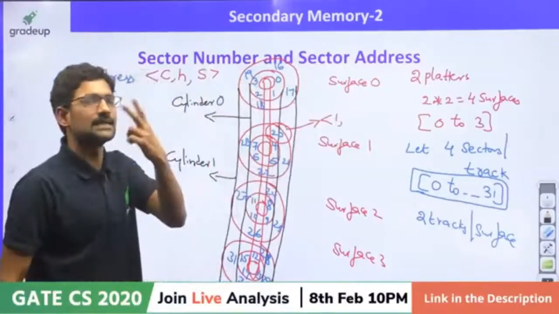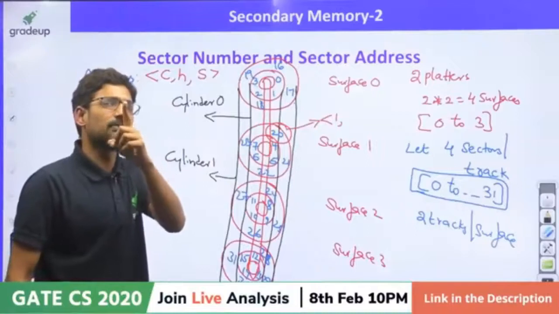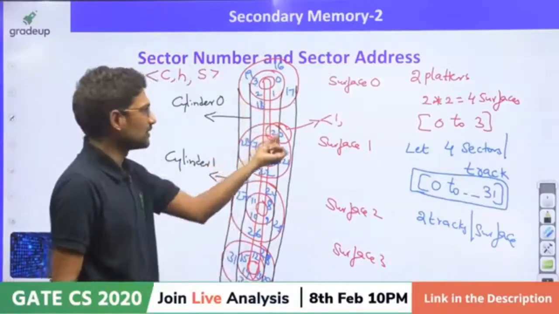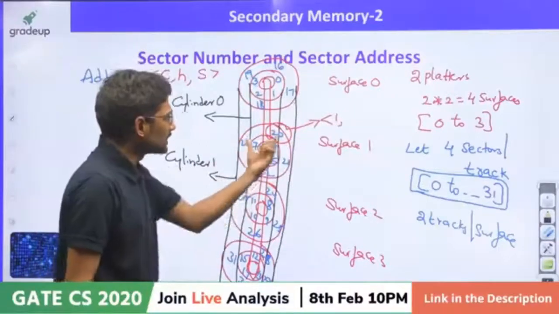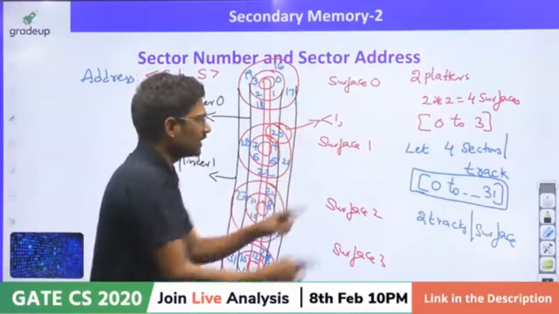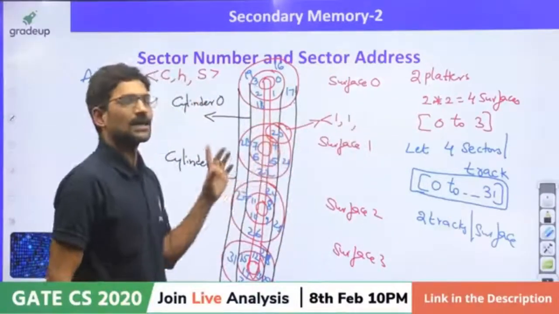That means a second cylinder. Second cylinder always has number 1. So C will be 1. And what is the surface number? Here you can see clearly. What is the surface number? 1. And what is the sector number?